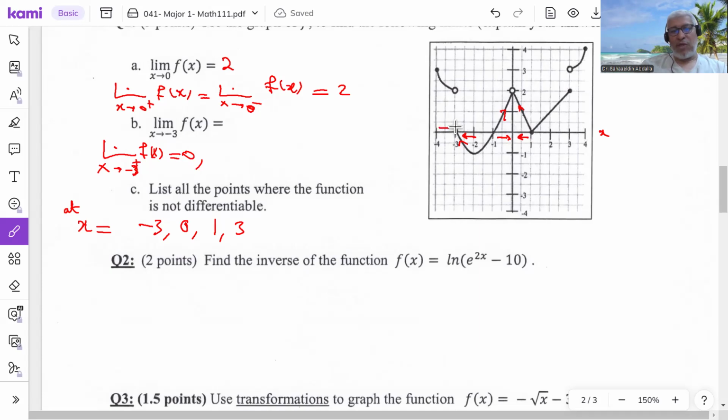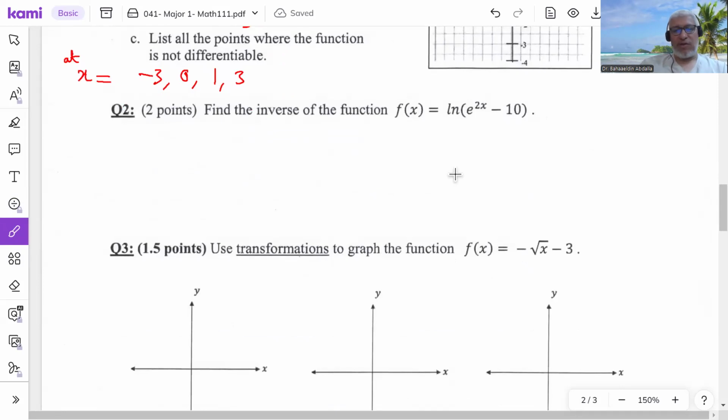While if I approach -3 from the left, the graph is going down to 2. So limit f of x when x approaches -3 from the left is 2. And this means the two limits are not equal. So let me write here, not equal. So if the limit from the right is not equal to the limit from the left, then the limit when x approaches -3 does not exist.